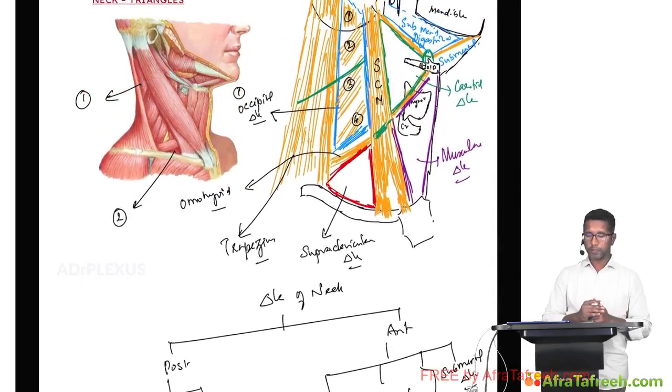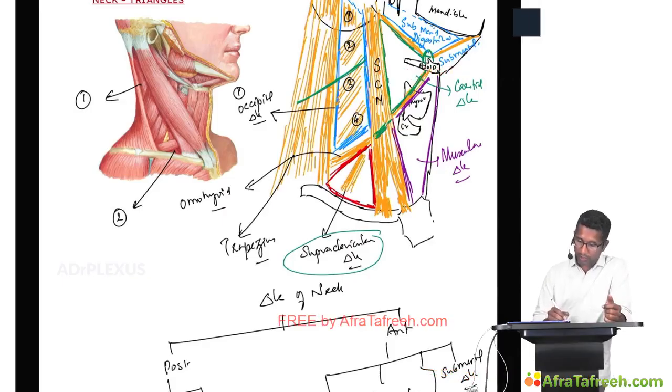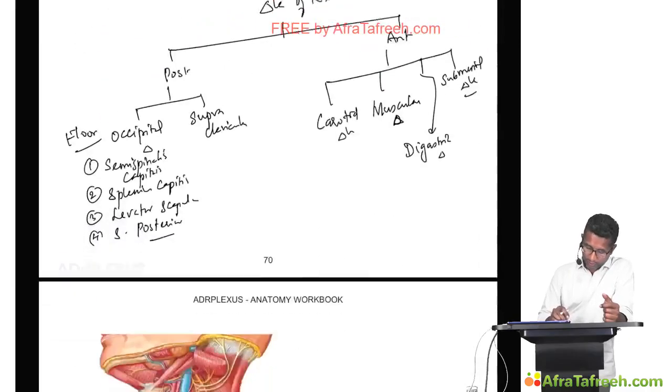Now coming to the supraclavicular triangle, the floor of the supraclavicular triangle is formed by a muscle called scalenus medius, and also by a bone seen here. The bone you see here is the first rib, and you also see a muscle arising from the first rib, the serratus anterior muscle.